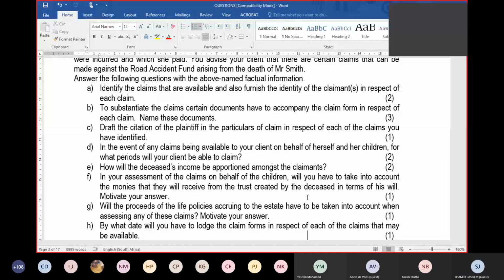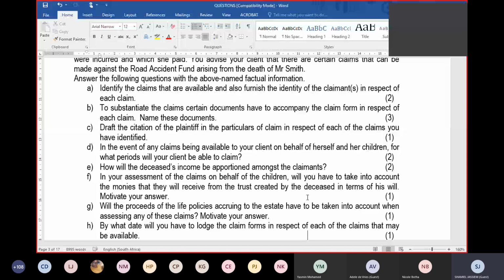B, to substantiate the claims. To substantiate the claims, certain documents have to accompany the claim form in respect of each claim. Name these documents. So I've identified a loss of support claim. In respect of the loss of support claim, because she was married, you need the marriage certificate. Because Mr. Smith died, you need the death certificate. Because there's a loss of support claim for the minor children, you need the unabridged birth certificates of the minor children.